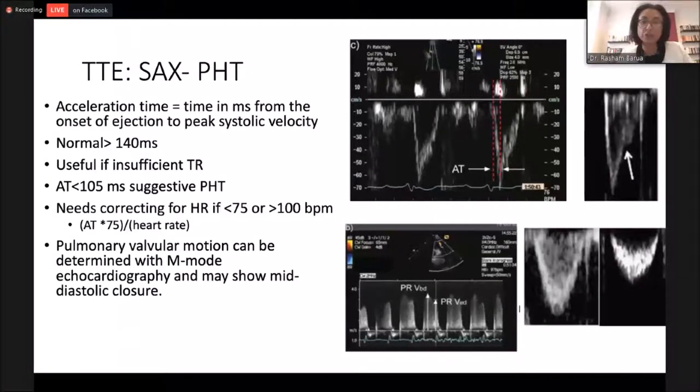And if you put your M mode cursor through where you would normally use your Doppler cursor, you can use M mode to show mid-diastolic closure of that pulmonary valve, which is similar to that notching phenomenon. You can use the PR velocity, the end diastolic velocity, to try and estimate PA pressures.